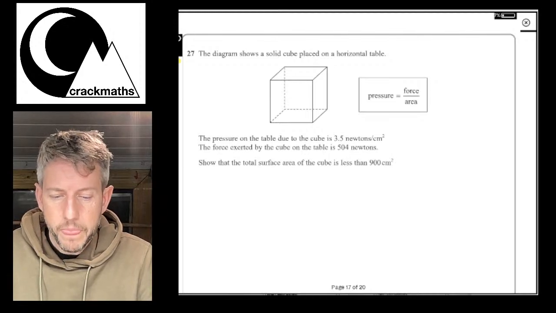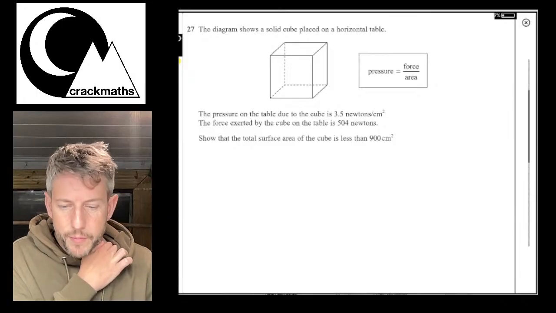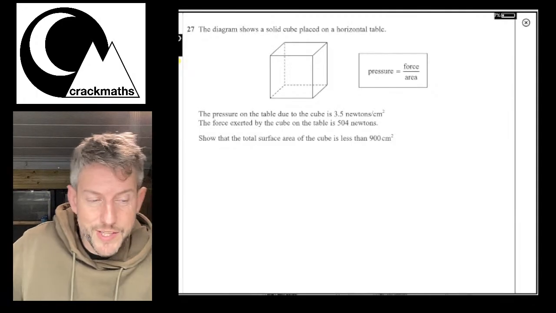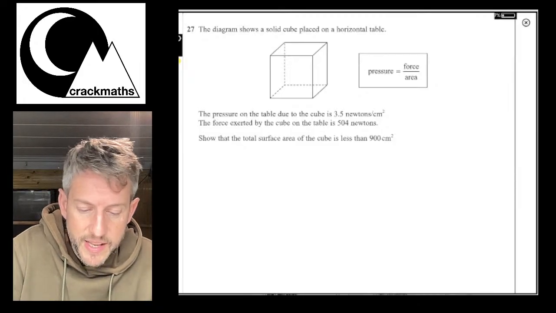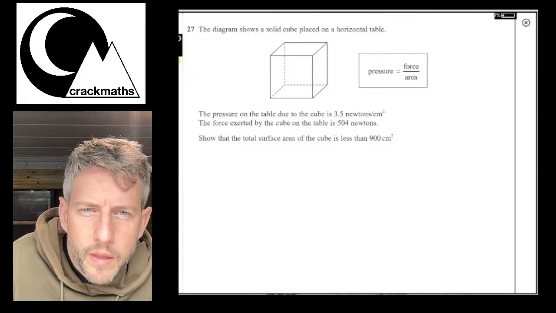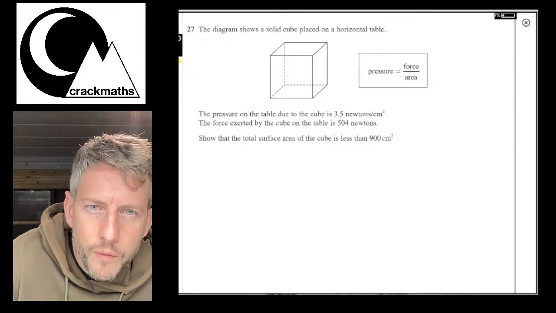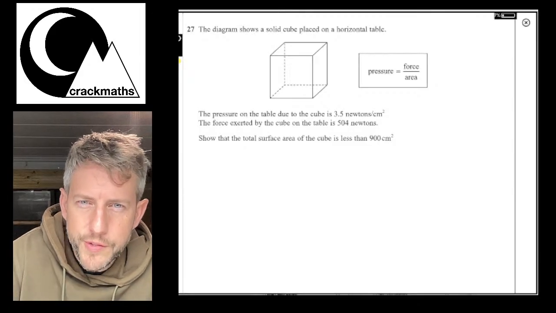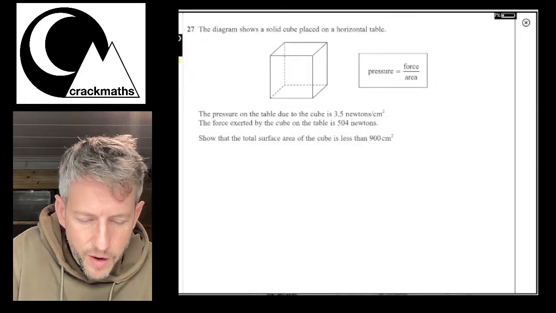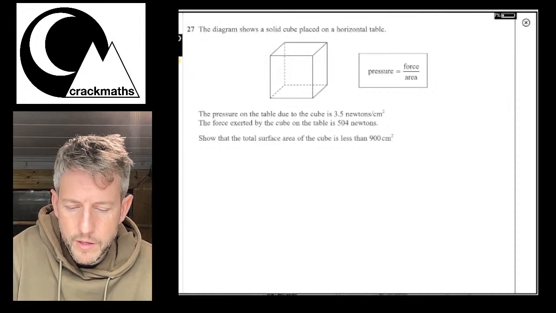Question 27. The diagram shows a solid cube placed on a horizontal table. The pressure on the table due to the cube is 3.5 newtons per centimetre squared. The force exerted by the cube on the table is 504 newtons. Show that the total surface area of the cube is less than 900 centimetres squared.